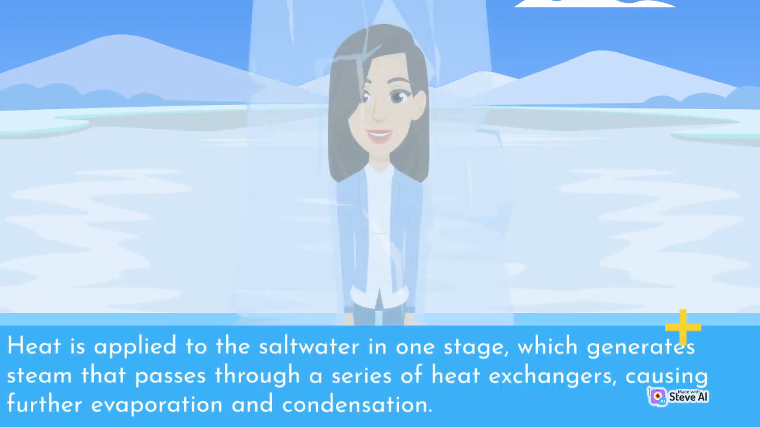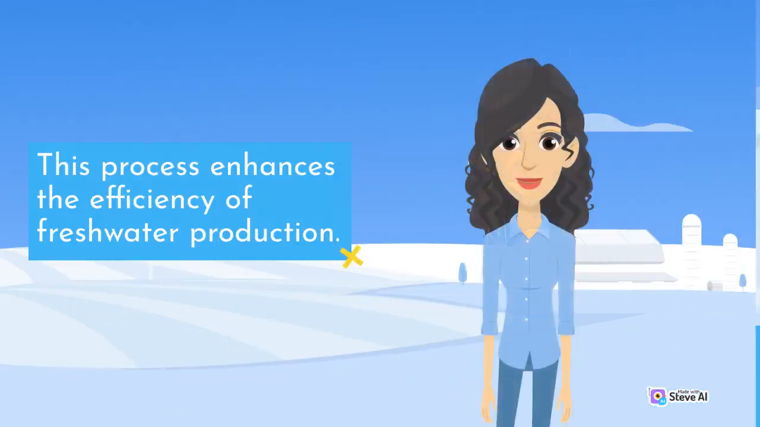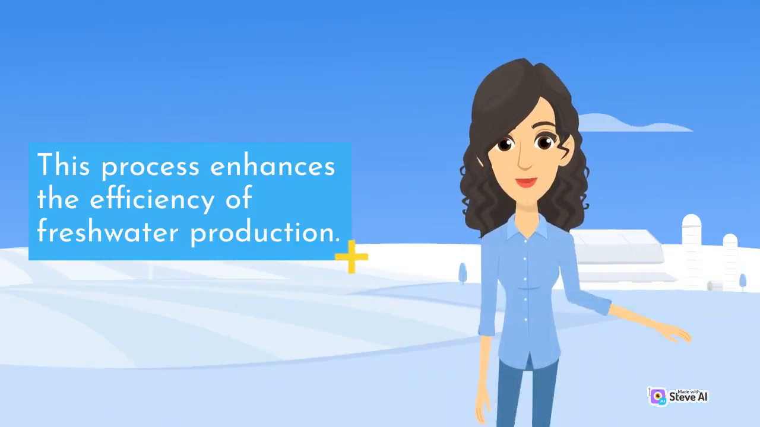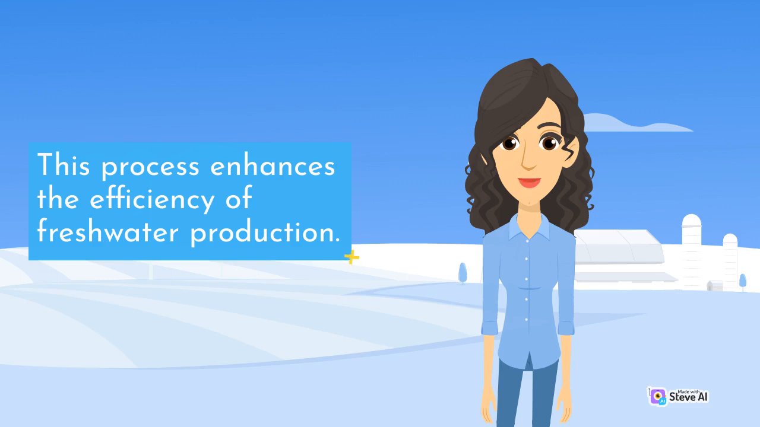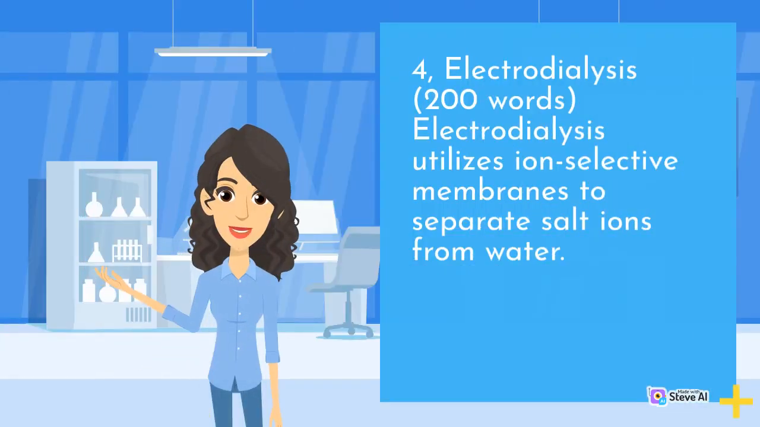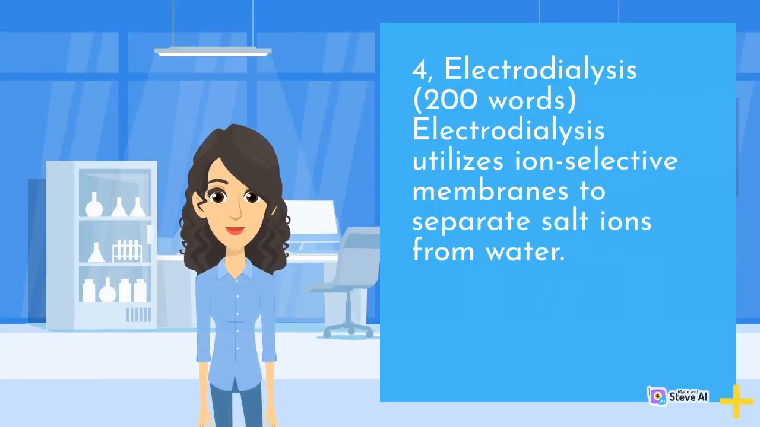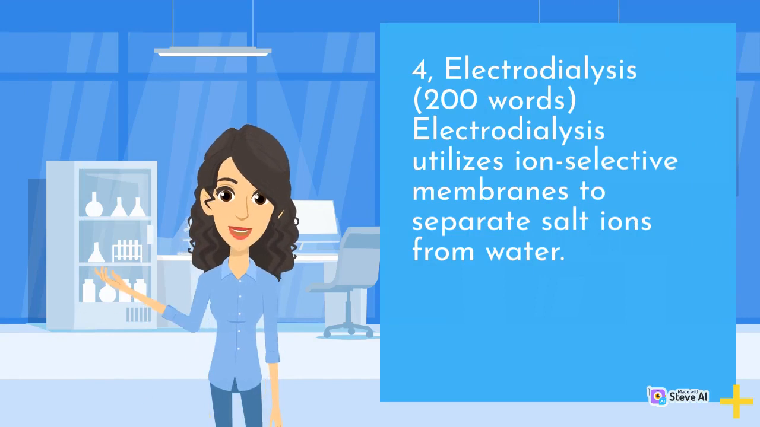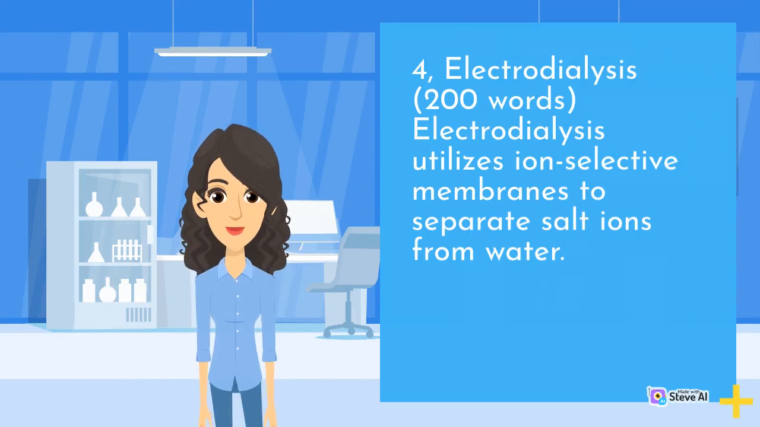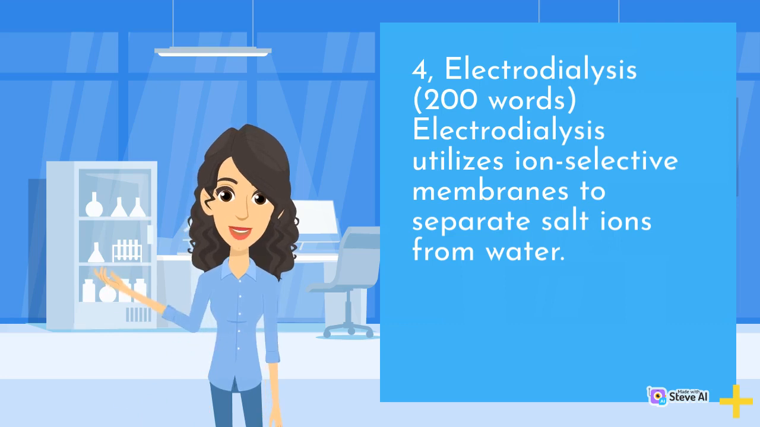Heat is applied to the salt water in one stage, which generates steam that passes through a series of heat exchangers, causing further evaporation and condensation. This process enhances the efficiency of freshwater production. 4. Electrodialysis. 200 words. Electrodialysis utilizes ion-selective membranes to separate salt ions from water.